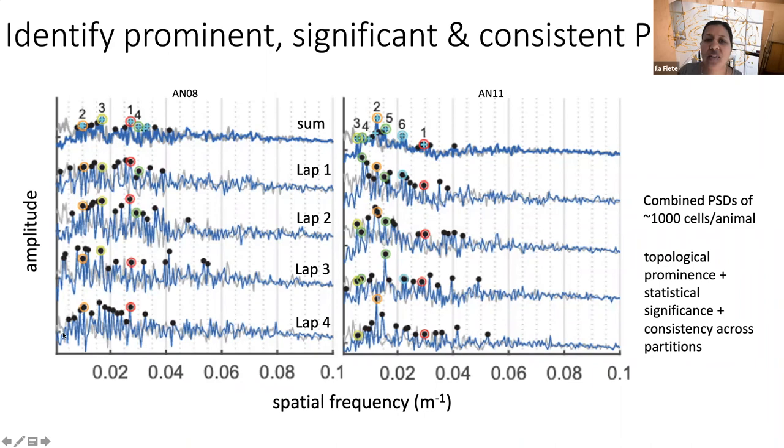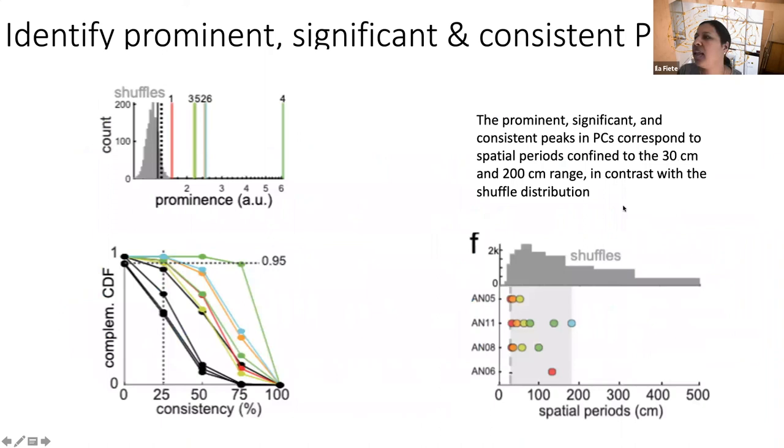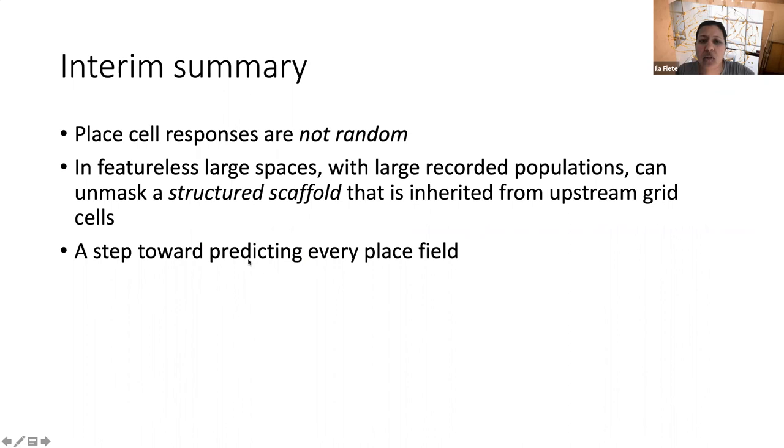Moreover, these features happen to be at periods within the range of 30 centimeters to 200 centimeters. The distribution of these peaks is significantly different from what you might expect in shuffled data, suggesting that the peaks are consistent with a signature of an underlying grid cell scaffold. So this is the evidence that it's possible to build the place cell network in conjunction with grid cells, setting up a very constrained set of structured patterns with large basins that can be used for an associative memory continuum.